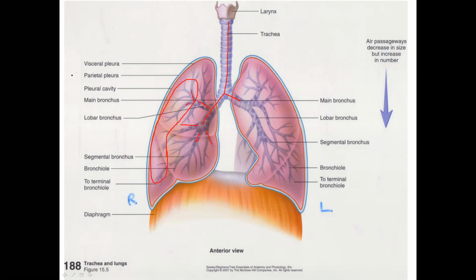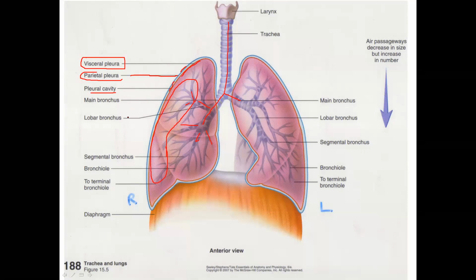Some areas I want you to know: we have the visceral pleura. The visceral pleura is the pleural material that actually touches the lungs. Then you have the parietal pleura, which does not actually touch the lungs, as you can see by the blue outline there. And then there's a space, right? That's the pleural space, or pleural cavity, that you see right there in the middle.